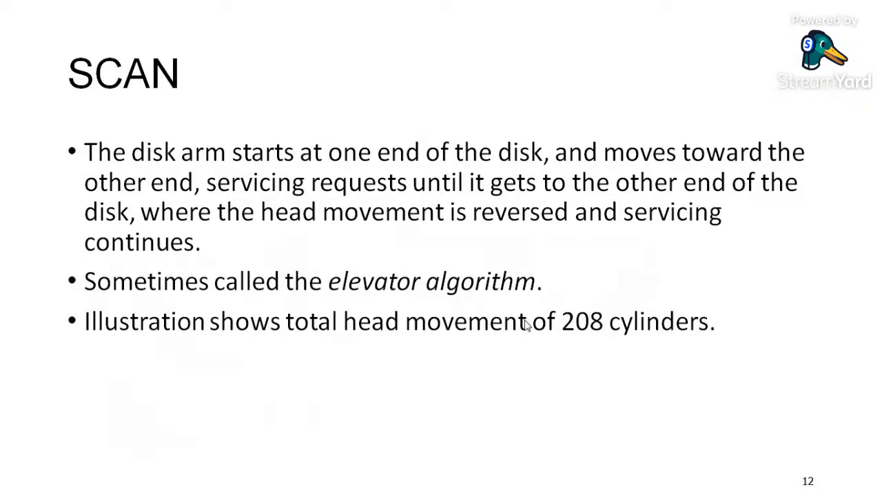The disk arm starts at one end of the disk and moves towards the other end, servicing requests until it gets to the other end of the disk. See the difference; this is the concept of SCAN. It starts at one end of the disk and moves toward the other end, servicing all the requests until it gets to the other end, where the head movement is reversed and servicing continues. Sometimes it's called the elevator algorithm.